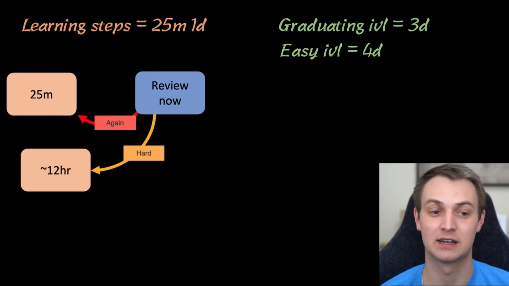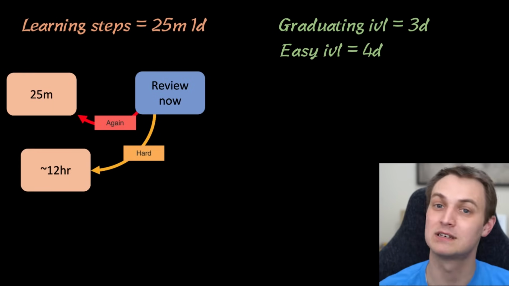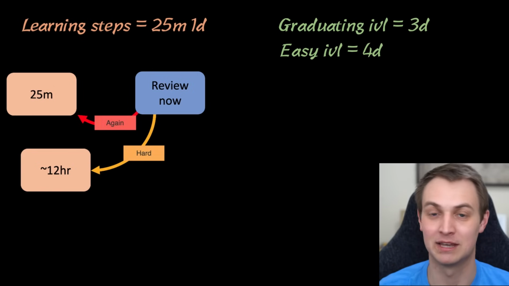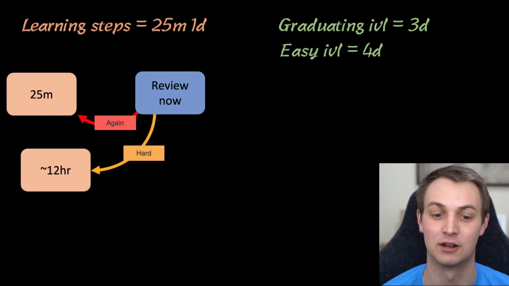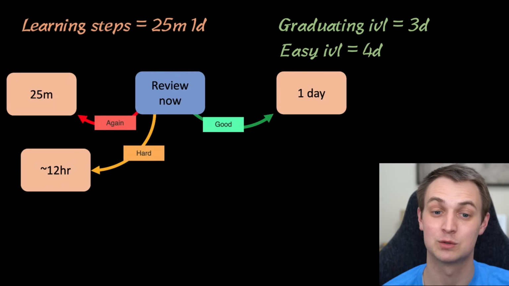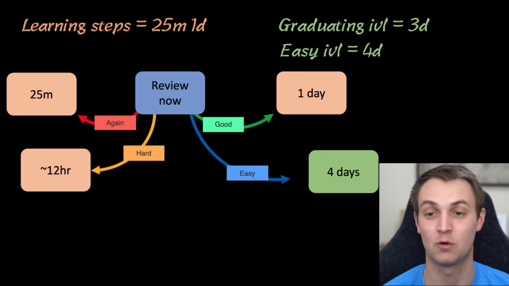If we hit hard, it's going to go in between the 25 minutes and the 1 day, which ends up being 12 hours. I just end up never hitting hard on a brand new card. Really, you should hit again because you got it wrong, or you should hit good because you got it right. That's generally what you're going to be doing on a new card. So if I hit good, it's going to go to that learning step there, which is 1 day. If I hit easy, it goes to the easy interval, which is 4 days.